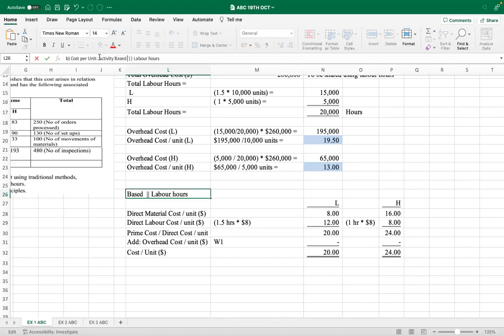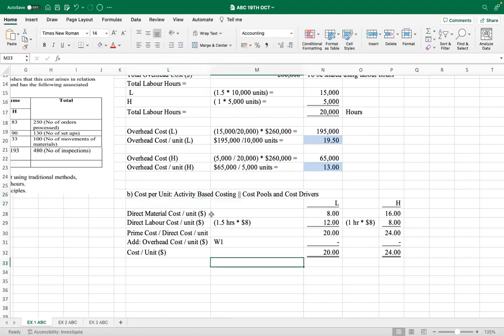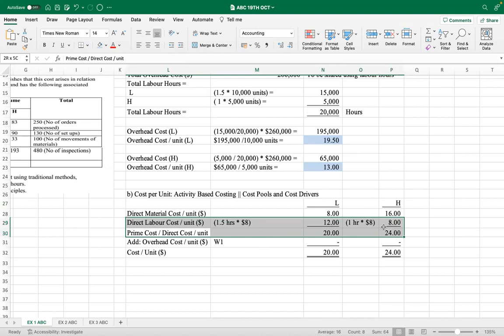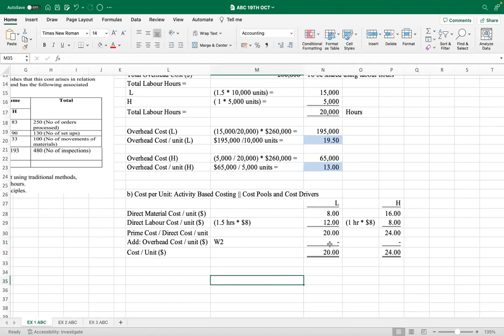Under activity-based costing, we use cost pools and cost drivers. That is what we use. Now, we said prime cost remains the same. The difference between absorption costing and ABC is on how you account for overheads. So that leads us to working number 2. So how do we account for overheads?